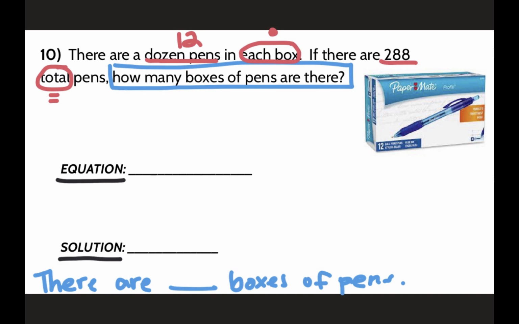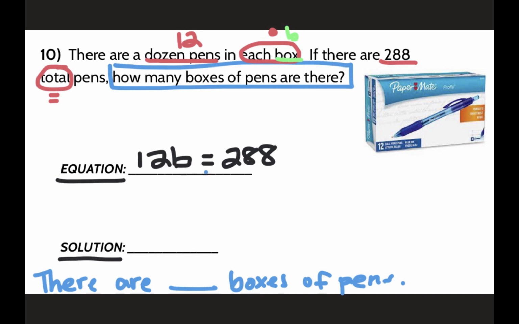Let's go ahead and translate. There are 12 pens in each box. This box right here is my variable. Let's let B represent that. So it's going to be 12 times B. Box is referring to an unknown in my problem. And in math, we use a variable to represent a number that we don't know yet. There are 12 pens in each box. We know that there are a total of 288 pens.